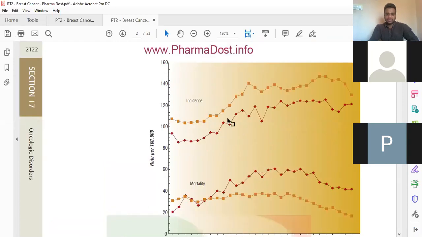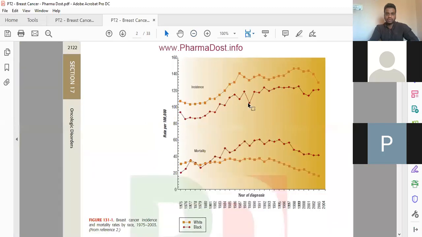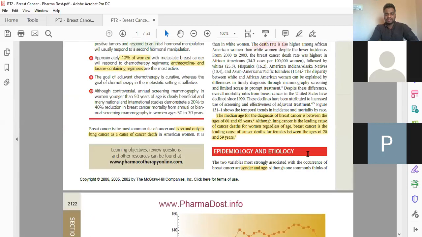incidence rate of the disease in whites and blacks, the whites are having more as the years have passed by. The whites are having more breast cancer, isn't it? The incidence rate. I'm asking you to look at this line right now. But whereas if you see the mortality, as the years have passed by, though the blacks have less incidence, the blacks have more mortality as the years have passed, isn't it? So this is just the general incidence of breast cancer and mortality rate by race. Okay, if you see by race or ethnicity.